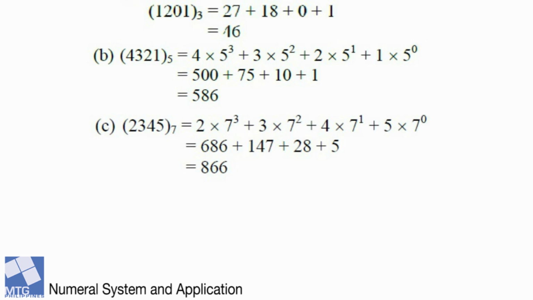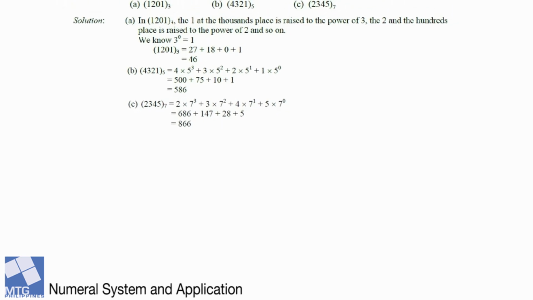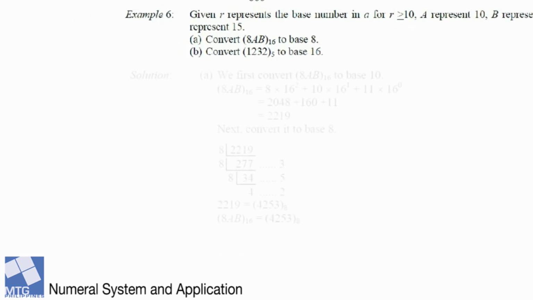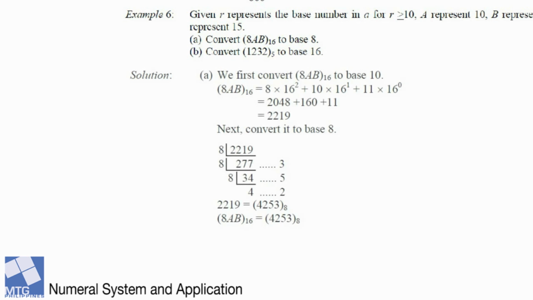We are going to proceed to example number 6. Given R represents the base number in A, for R greater than or equal to 10, A represents 10, B represents 11, C represents 12, D represents 13, E represents 14, F represents 15, and so on. So for part A, we are tasked to convert 8AB base 16 to base 8.